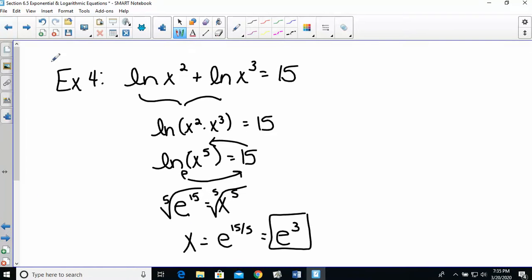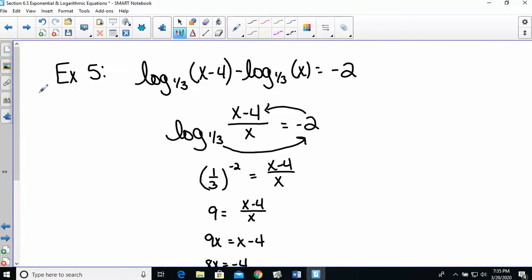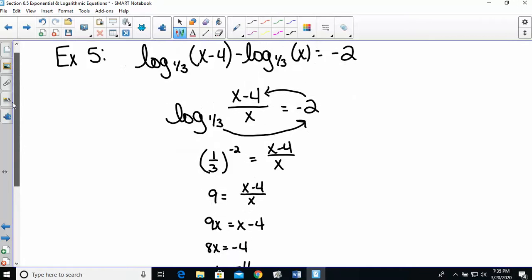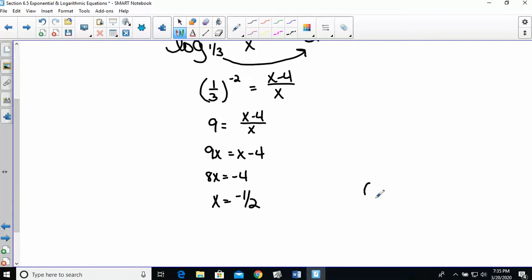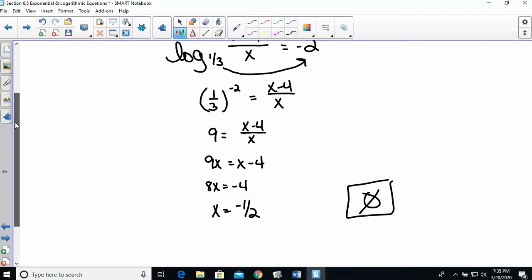Okay, remember, I failed to mention that on the last one, but remember, you're checking on these. If you plug a negative 1/2 in, negative 1/2 minus 4 is negative. You cannot do the log of a negative. So when I check that, I see it does not actually work. My answer is no solution. The argument has to be positive when you plug it back in.